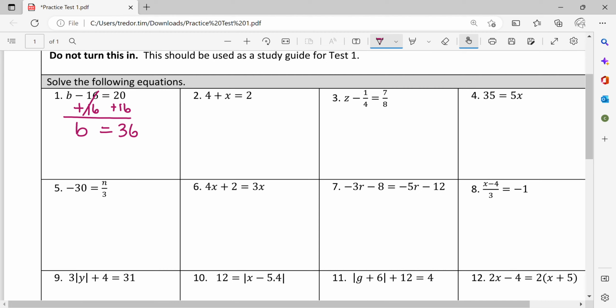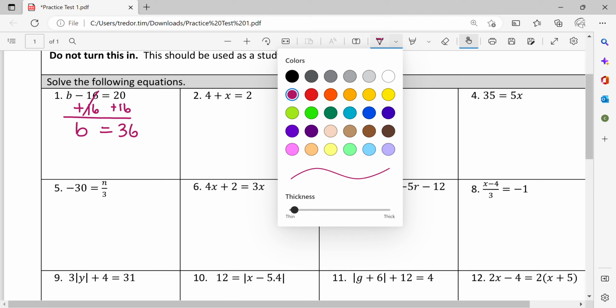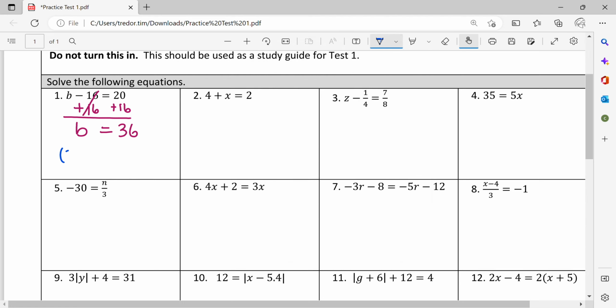We can check our solution by plugging it back into the original equation, and you can do this for any of the equations that we're going to solve today. We're going to plug back in 36 as b, and we're going to write everything else the same. And if I plug back in 36, I will get 36 minus 16 equals 20, which is correct. So our check worked, and I can move on to the next problem.